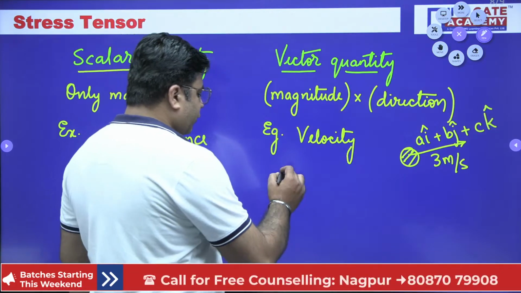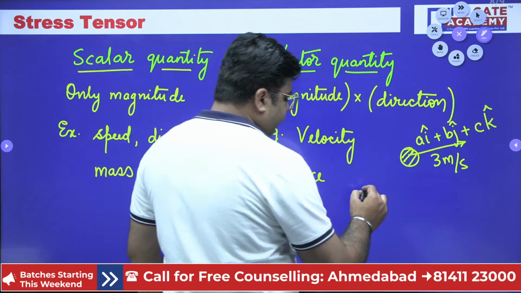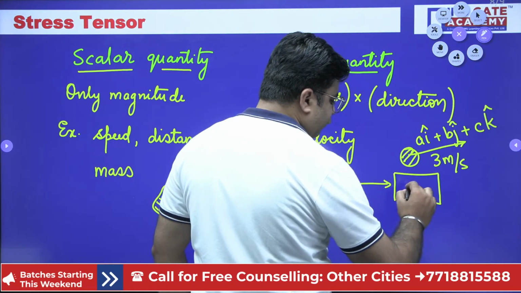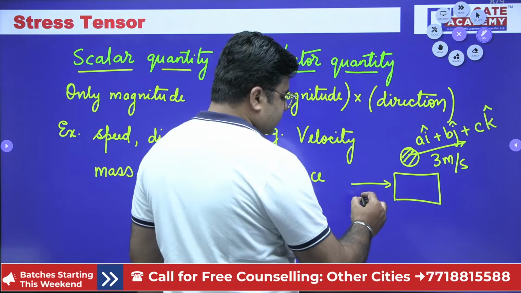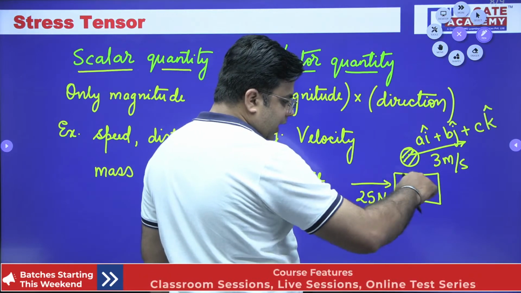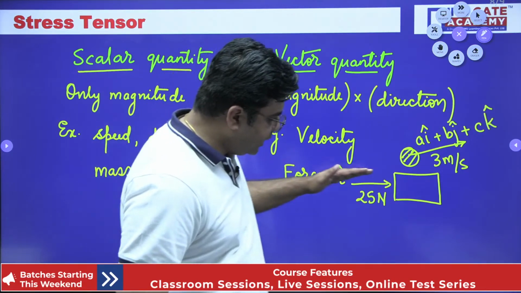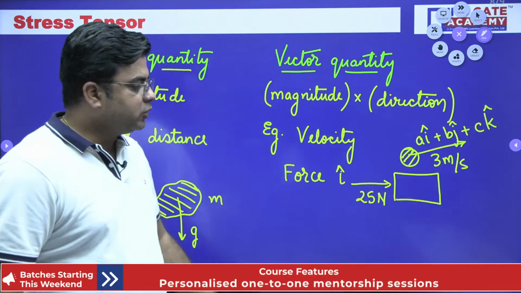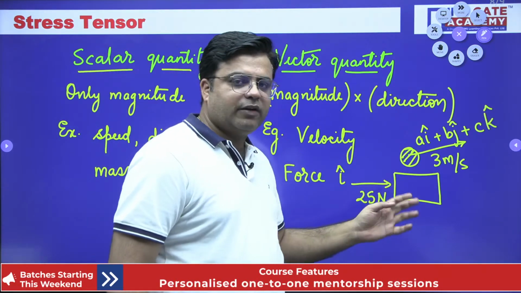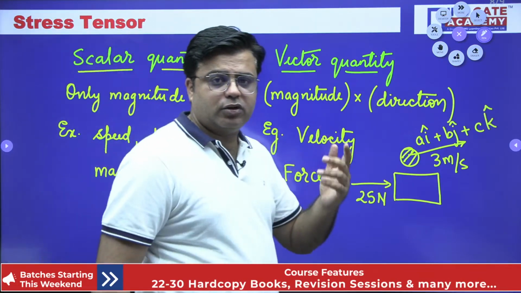Another example of vector quantity is force, right? So if you apply force over anything, for example, this force has some magnitude of 25 Newton, and this force also has a direction of i cap. That is, it is acting in the positive x direction. So when any quantity has both magnitude and direction, then that quantity is defined as the vector quantity. Now, this we already studied in the 11th or 12th class.